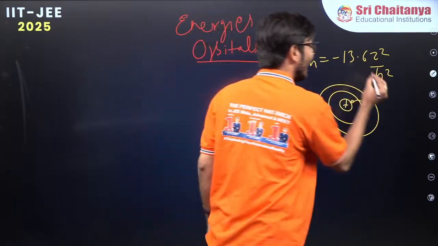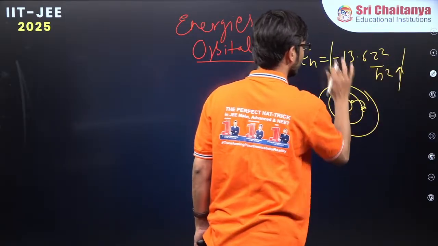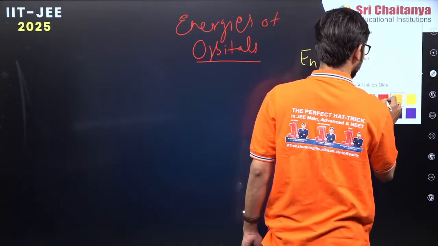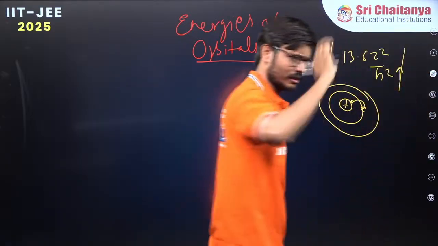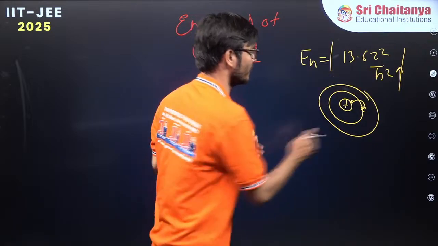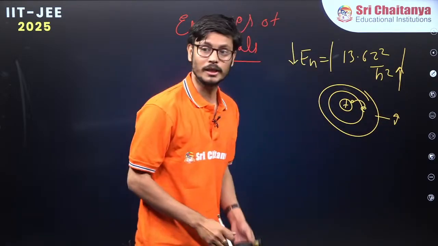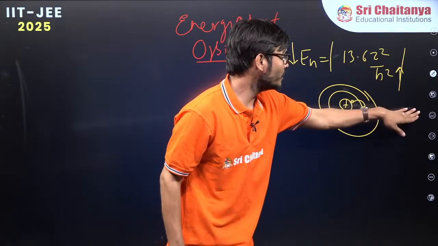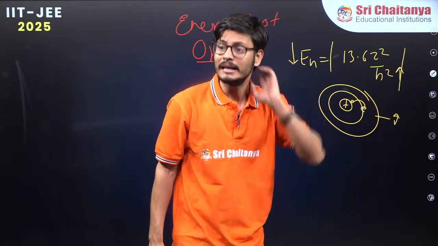Now, as I increase the n value, forget about the negative sign. Let us talk about the magnitude. There is no sign, okay? Remove the sign, since the sign generally means release of energy. So as the orbit size increases, the energy decreases. As you go away from the nucleus, the force of attraction will decrease.